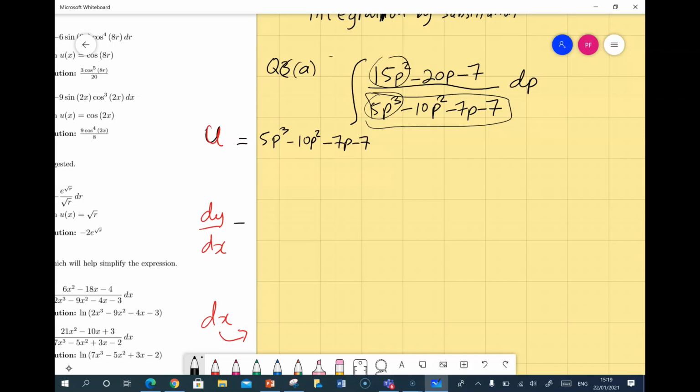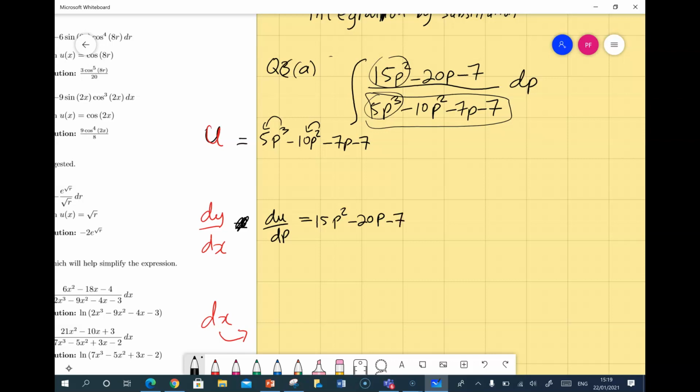Next step, derive. So in this case, it's du dp. 3 comes down to multiply, drop the power by 1. 2 comes down to multiply, drop the power by 1. Same thing, power comes out to multiply, but when p goes to 0, it turns to 1. So minus 7p when it's differentiated is just minus 7, which is the top line I have.